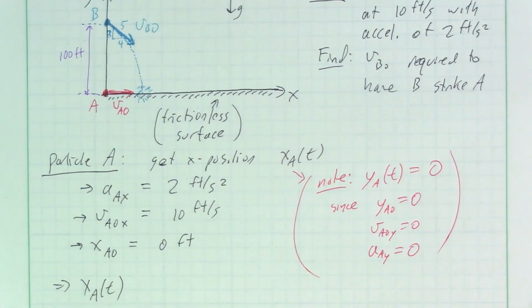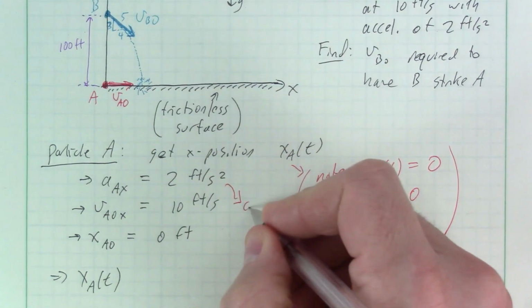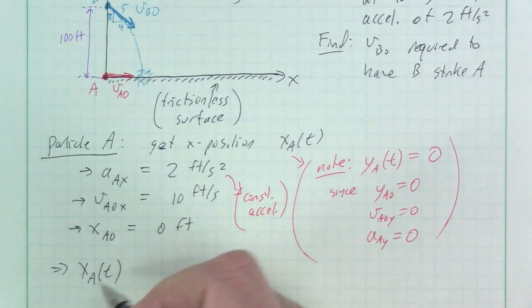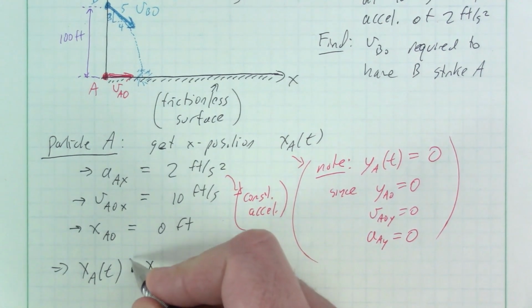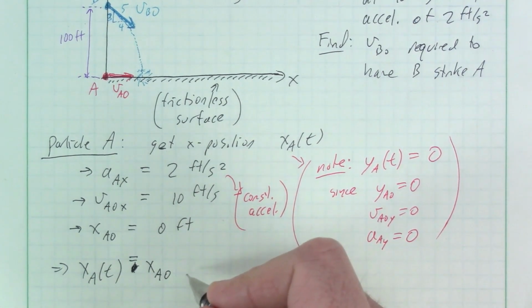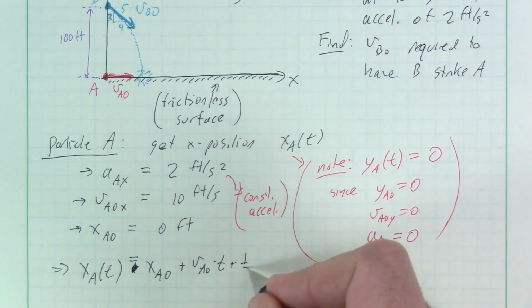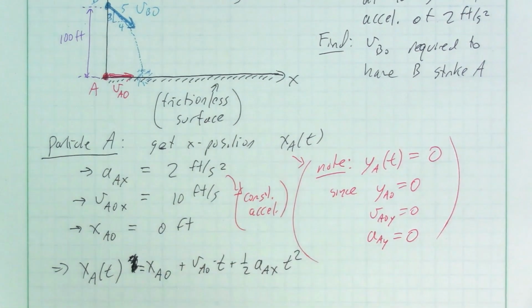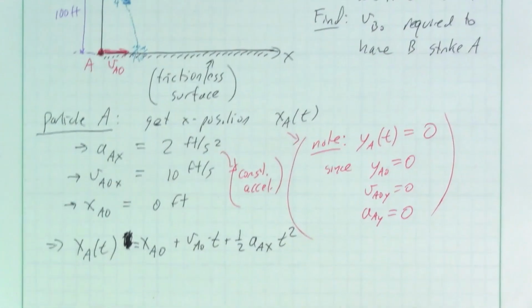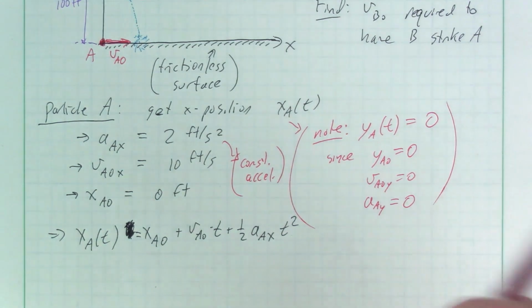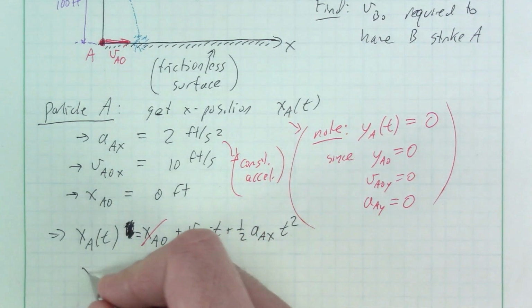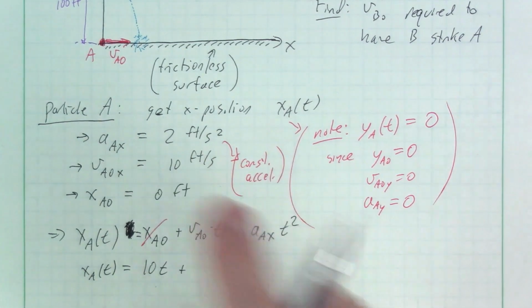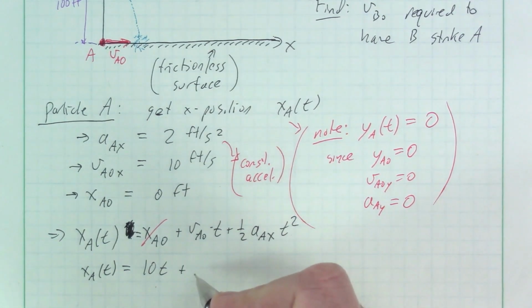Okay, now this is constant acceleration, so we can use our constant acceleration kinematics relationship. x_A as a function of time is equal to x_A initial plus v_A initial times time plus 1/2 of that constant acceleration in the x direction times t squared. The only thing we can cancel is the initial position, since that starts at 0. So x_A of t is 10 t, and the acceleration in the x direction is 2, divided by 2, so just t squared.